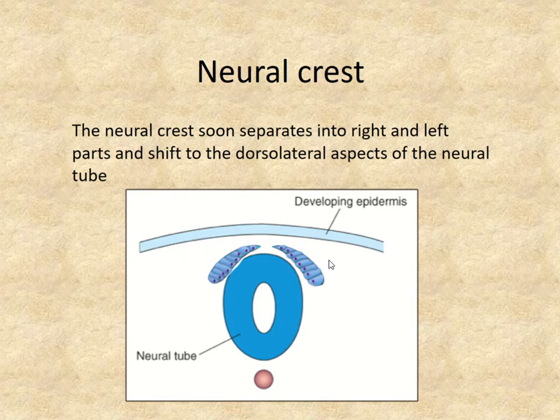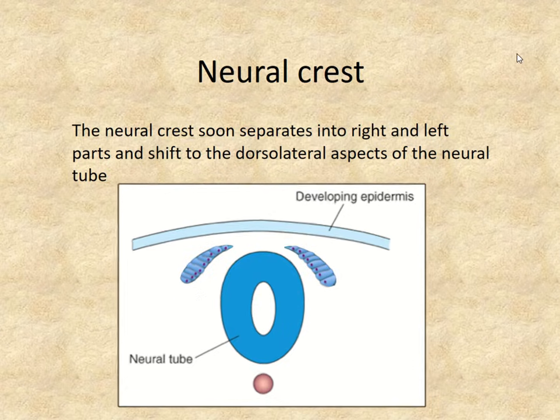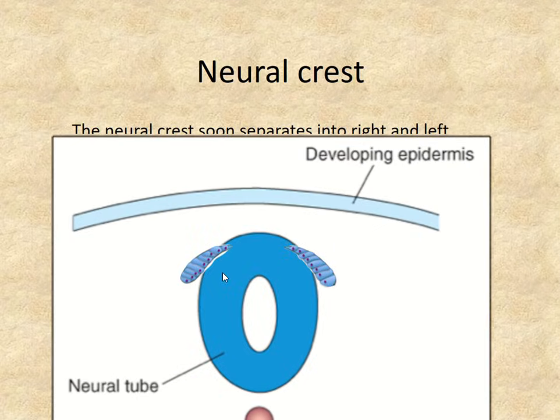Then they're going to move into two different condensations on the dorsal aspect of the neural tube and move more laterally, so there's going to be one on each side. It kind of seems like this is what's happening here, but in reality, it's a differential growth. The embryo is actually growing bigger, and that's why the neural crest cell condensations seem to change their location.